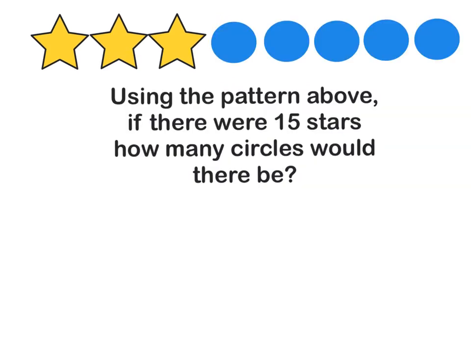Now let's take a look at what equivalent ratios mean. In this problem, it says, using the pattern above, if there were 15 stars, how many circles would there be? In this type of problem, you don't necessarily have to write the order correct because you're just trying to solve the problem. But you always start with writing a ratio. In this pattern, the ratio is for every 3 stars, I'm going to put an S for stars, there is 5 circles, and I'm going to put a C for circles.